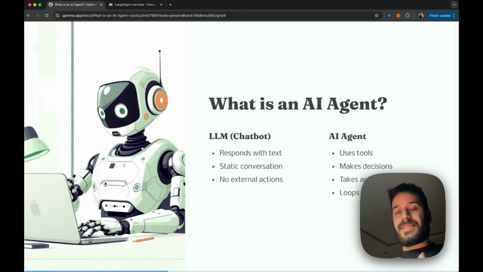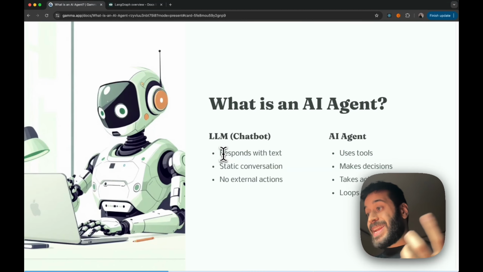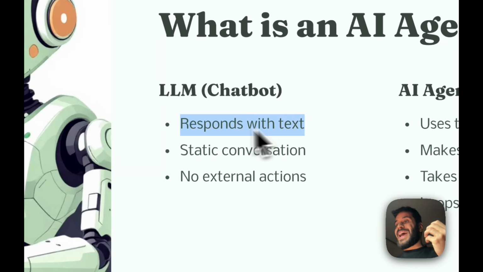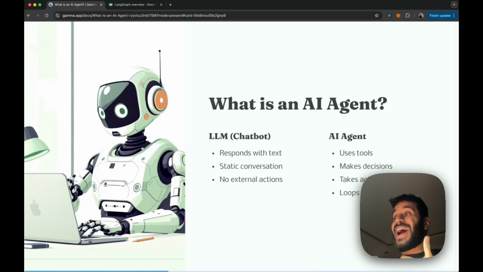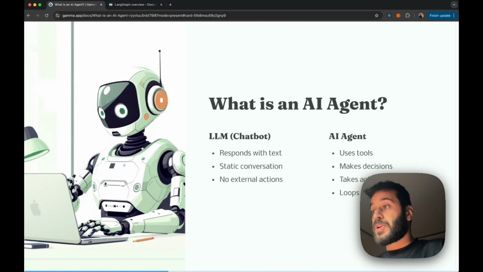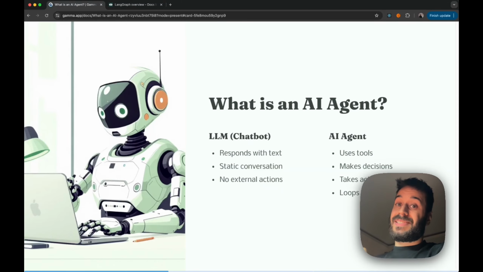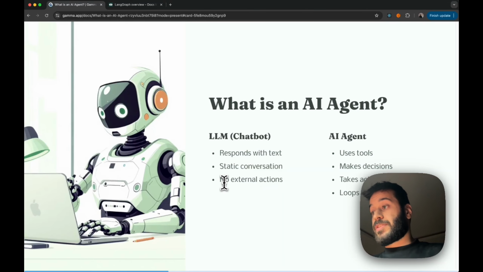The LLM, as the name stands for, is a large language model. It's a large set of parameters or neurons that have been trained to produce a set of tokens or a sequence of words. An LLM, like a chatbot, for example ChatGPT, responds with text, and it's also a static conversation. Whatever you tell it, whatever you ask it, your input goes through the parameters or the neurons of the large language model, and it gets you back the answer based on the processing that happened inside these neurons, and there are no external actions.